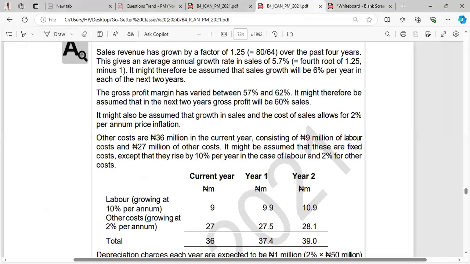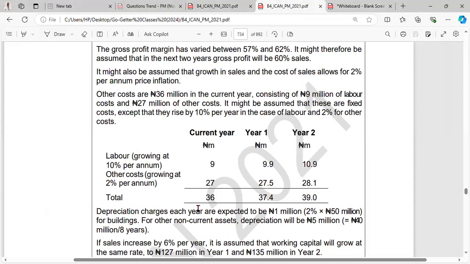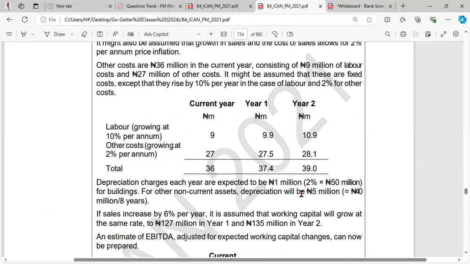Now it means that your total cost for the first year is 36. Other cost here is 37.4. For year 2 is 39.0. So you have done that.